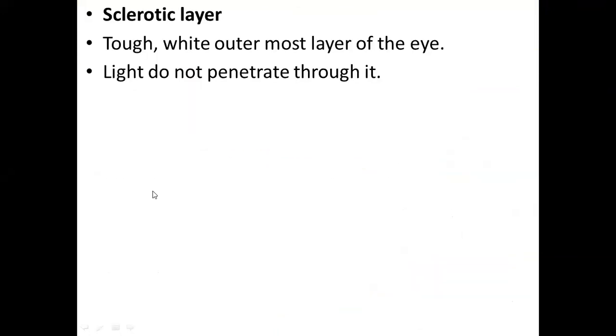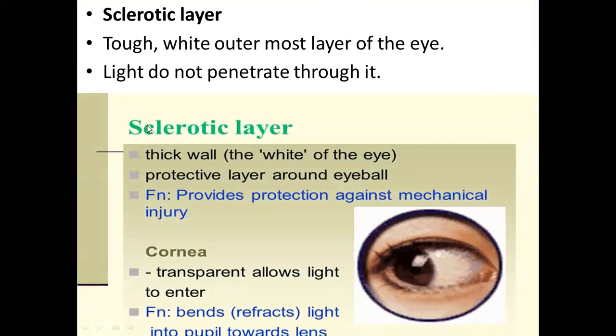Sclerotic layer. Write down this. No need to write the bottom part. Sclerotic layer. Only write the essential 2 points. Sclerotic layer: the white, outermost layer. This one don't write. Light does not penetrate through it.